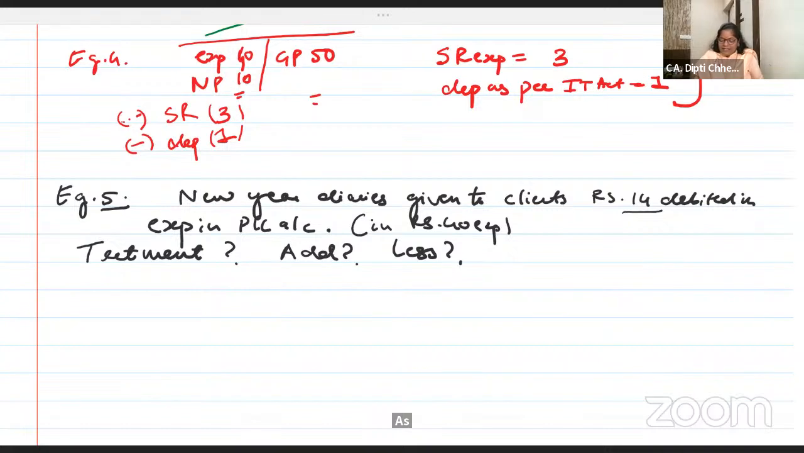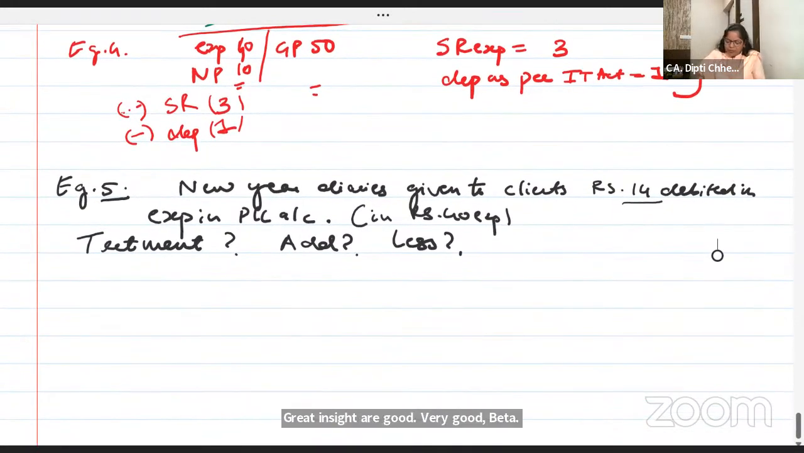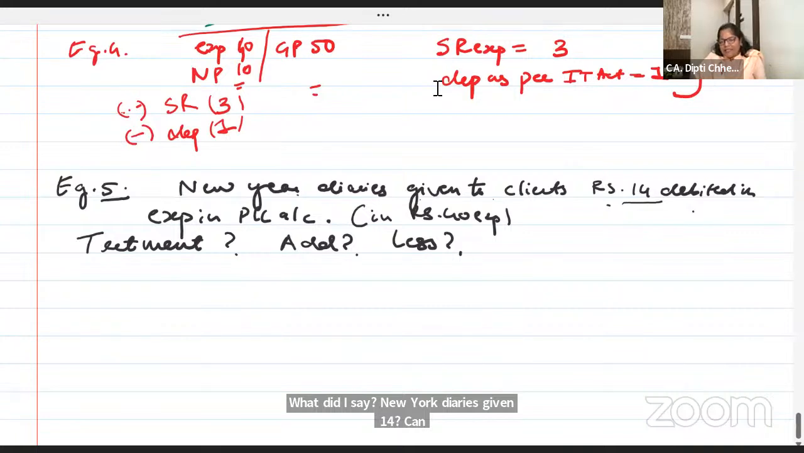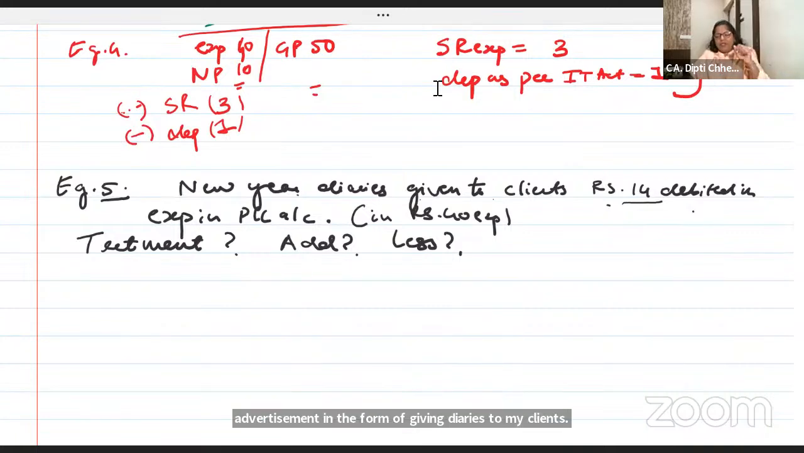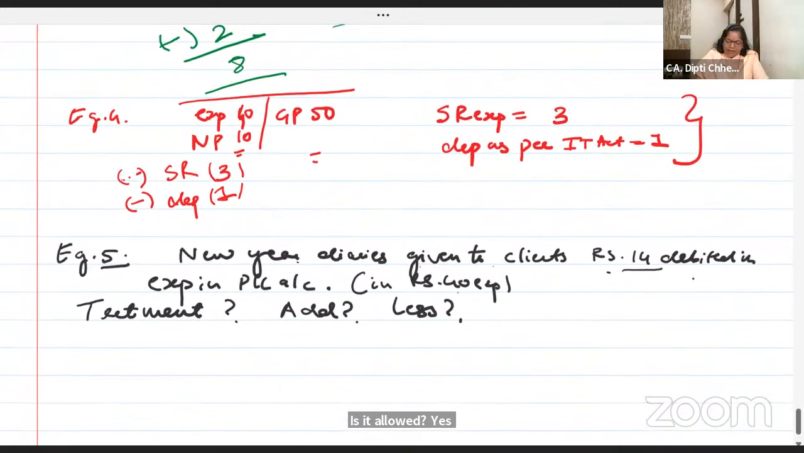Super, super. Great insight, Satvika. Good, very good. And those who didn't get it, listen carefully. What did I say? New Year diaries given, 14 rupees. Can I do advertisement in the form of giving diaries to my clients? Is this expense related to my business? Yes. Is it allowed? Yes. Have I debited it in the 40 rupees? Yes. Business related expense, correctly debited.